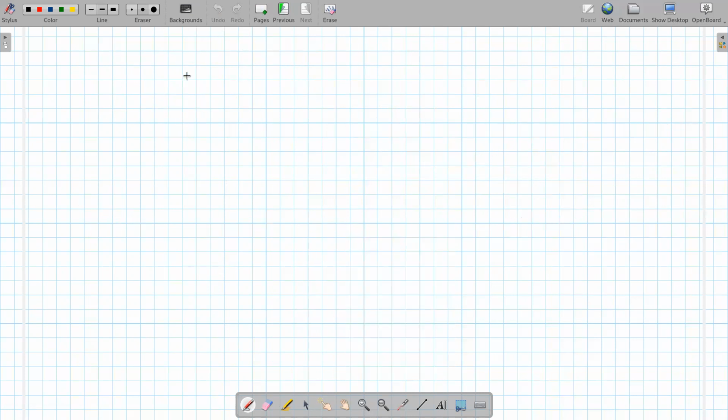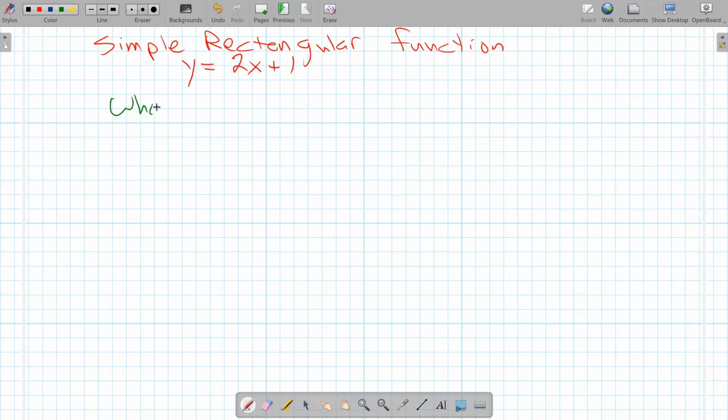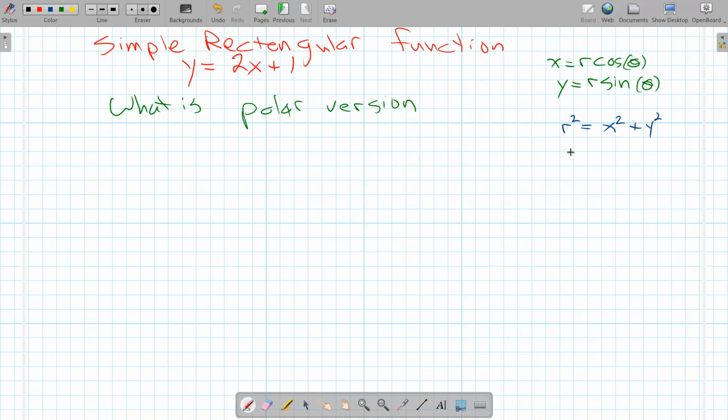So for example, check this one out. y equals 2x plus 1, a super simple rectangular expression, right? This is like the first kind of thing you learn to graph in algebra. So, a simple rectangular function. What would this look like in polar? To graph this in polar, I have to get rid of the y's and the x's. Our tools for doing that are: we know that x is equal to r cosine theta, and y is equal to r sine theta. Other tools we have to work with are r squared equals x squared plus y squared, and the tangent of theta is equal to y over x.